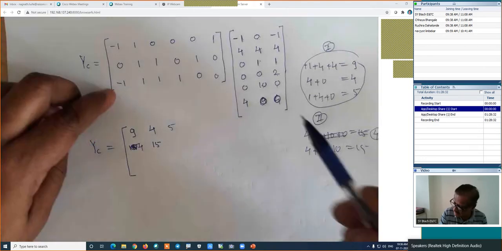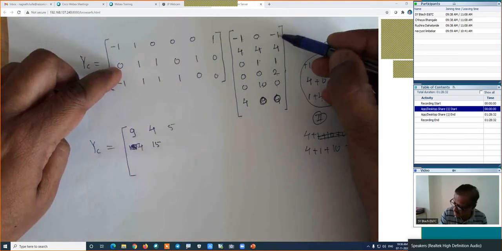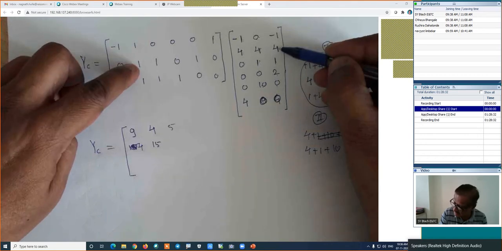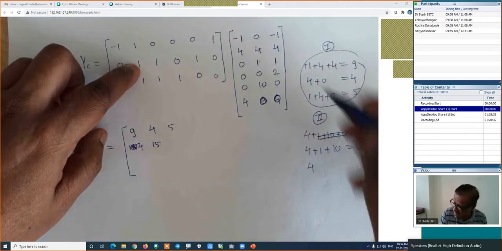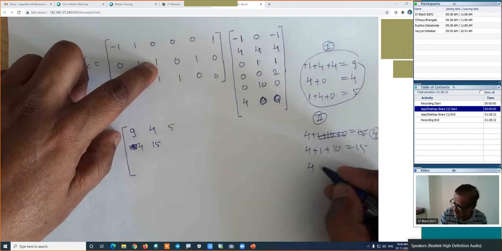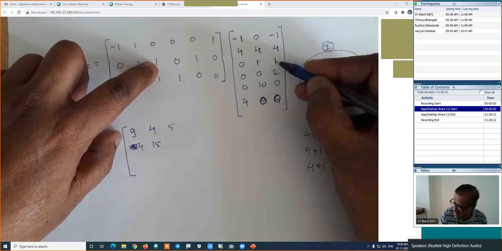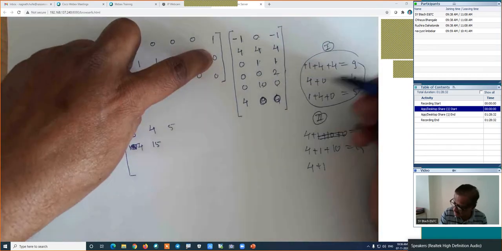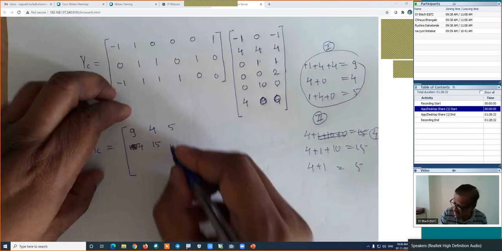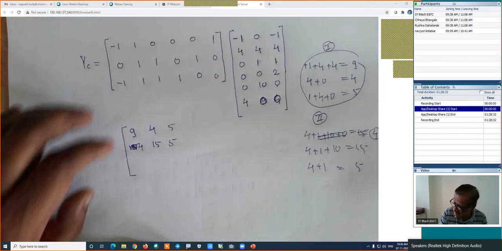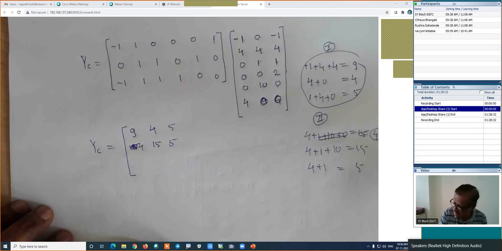Then the second row and third column, this is 0. Is it right? This is +4. Yes. This is +4. This is +1. Yes, it is +1. This is 0. This is 0 and this is 0. Its value is 5. This value is 5. 4, 15 and 5. Is it right?